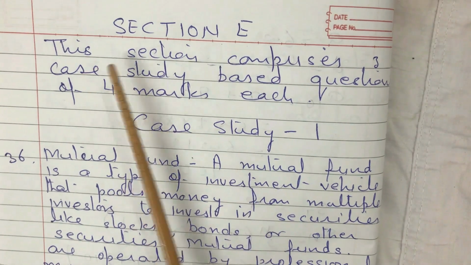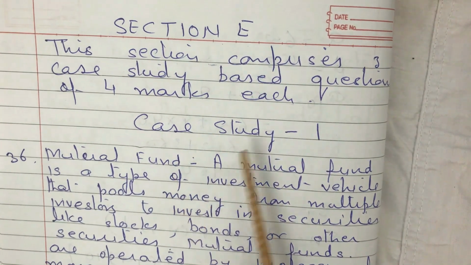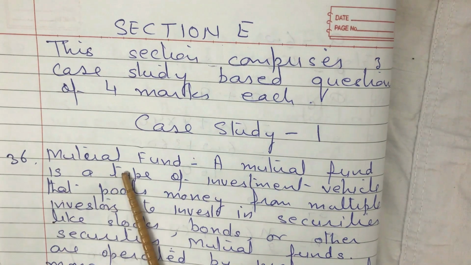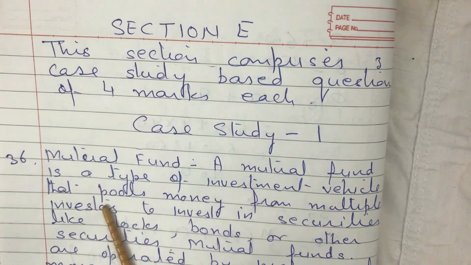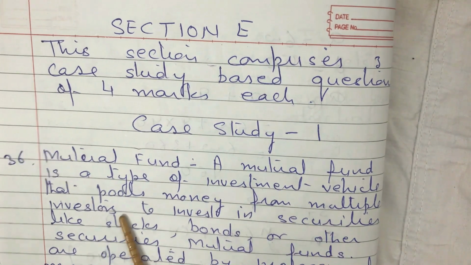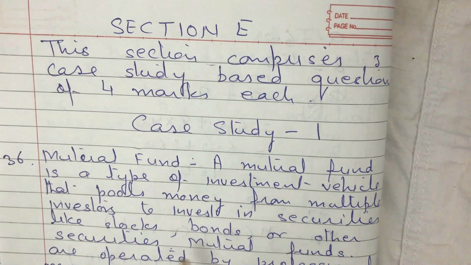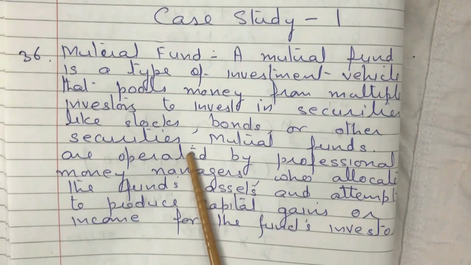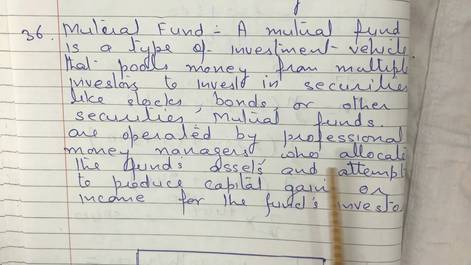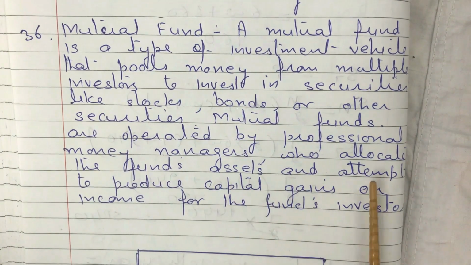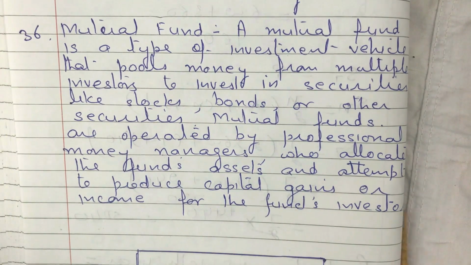Section E. This section comprises 3 case study based questions of 4 marks each. Case study 1. 36th question. Mutual fund. A mutual fund is a type of investment vehicle that pools money from multiple investors to invest in securities like stocks, bonds, or other securities. Mutual funds are operated by professional money managers who allocate the fund's assets and attempt to produce capital gains or income for the fund investors.